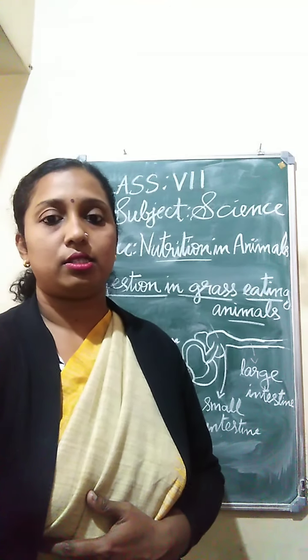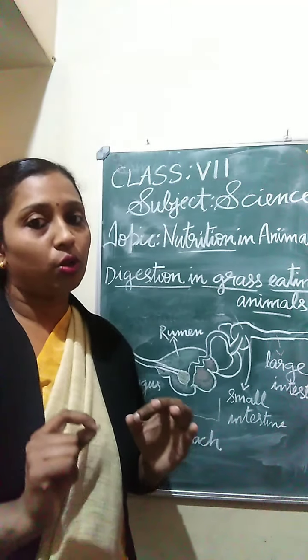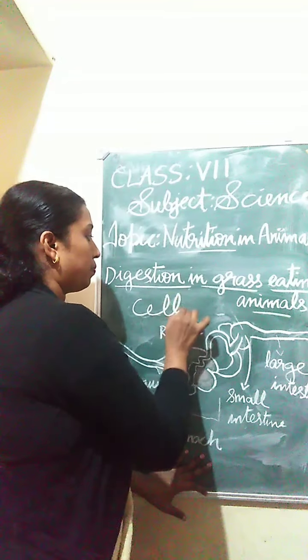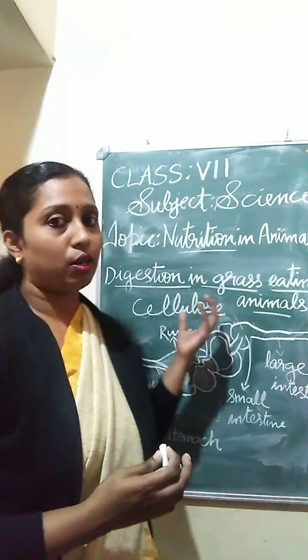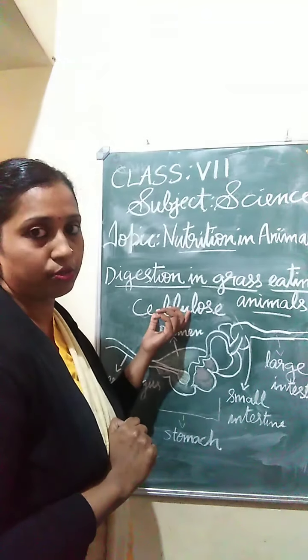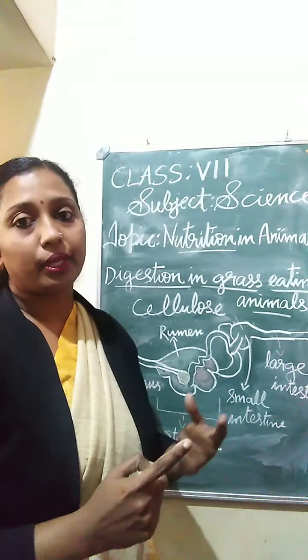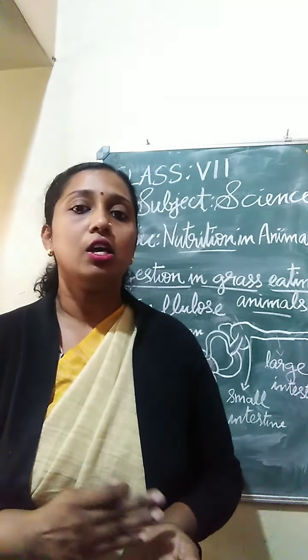The grasses that are eaten by the ruminants are rich in cellulose. And this cellulose is a type of carbohydrate. In the rumen there is a bacteria that helps in the digestion of cellulose. Many animals including human beings cannot digest this cellulose.